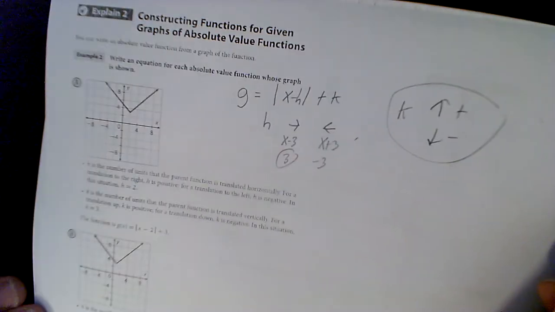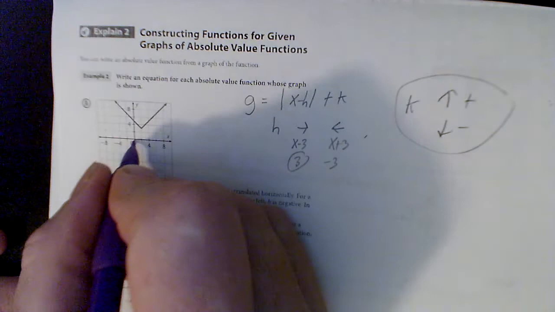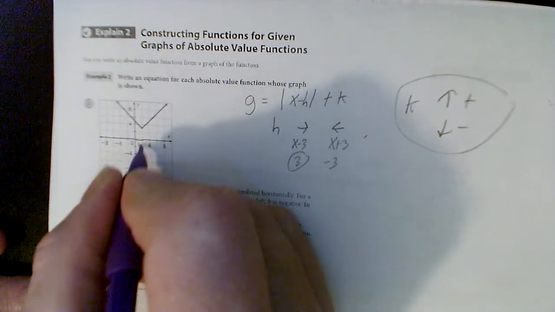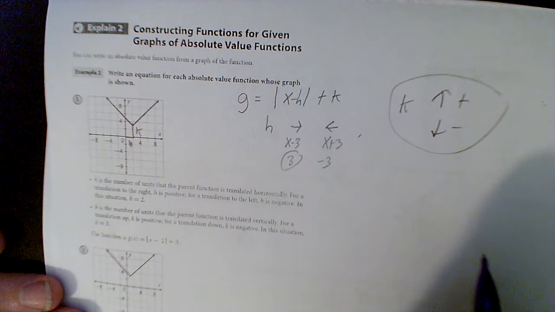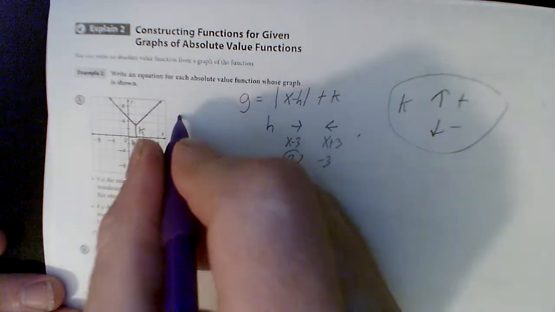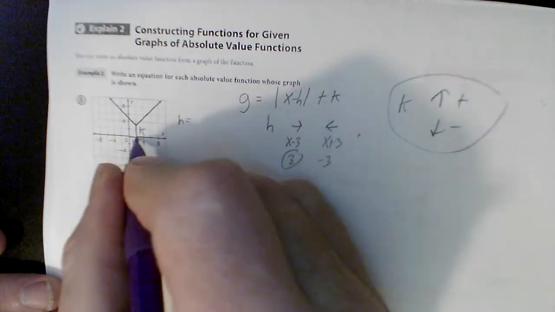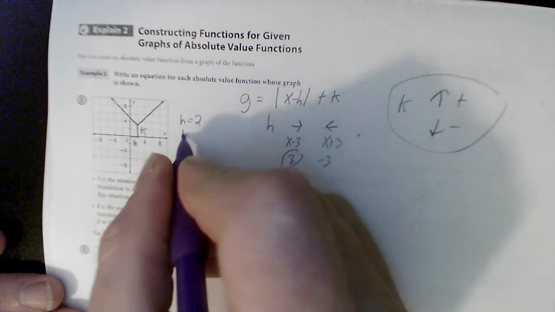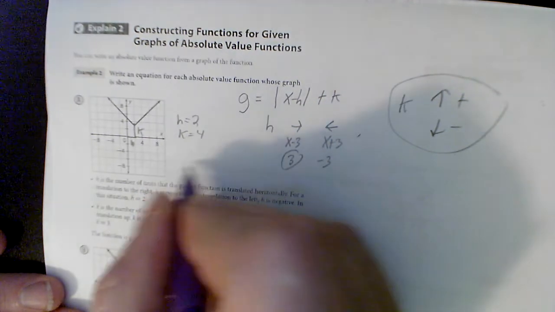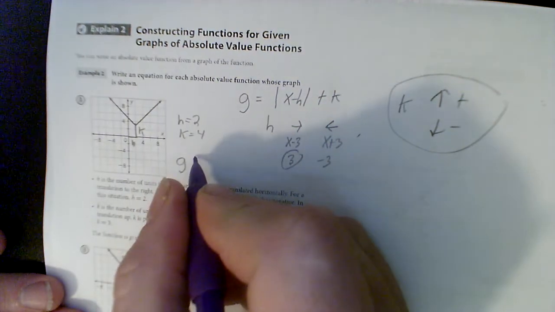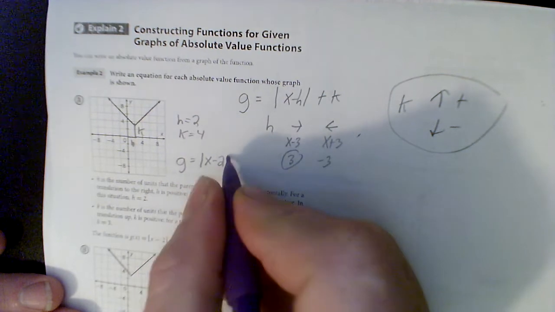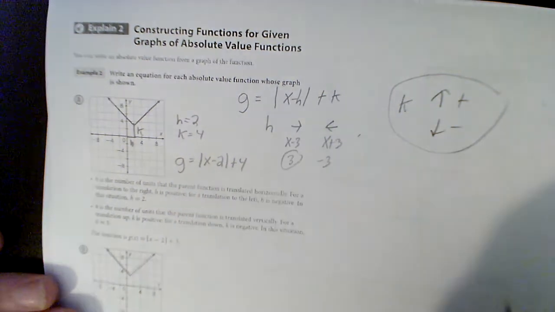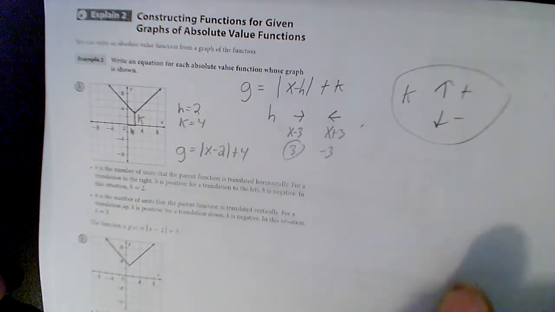So I'm going to draw it on here, right? This is my H, this is my K. So if I was asked to write an equation about this, my H would be, looks like that's 2. My K would be 4, but when we write it, my H gets just plugged in with a negative in front of it, and my K gets a 4. Alright.